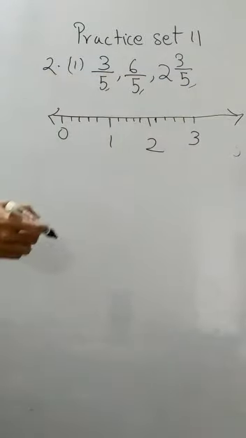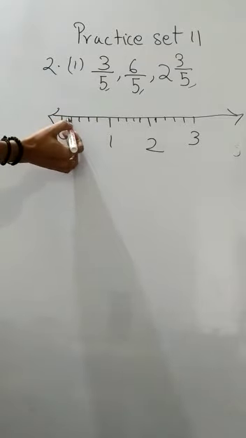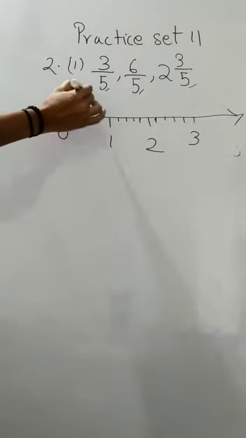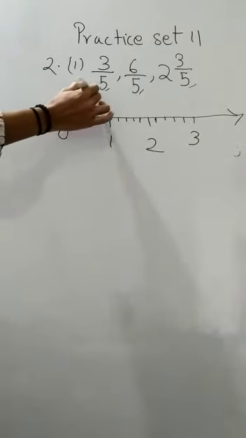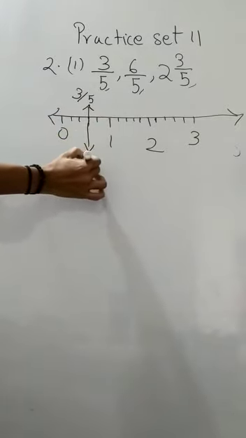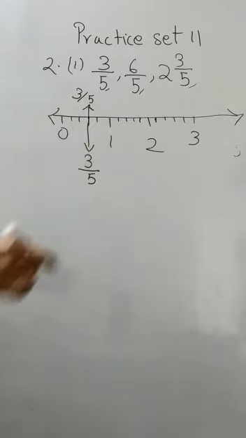Now first we have to show 3 by 5. So that means 3 portions of the 5. That is 1, 2, 3 portions. This will be 3 by 5. Okay, you can show it down here also. This is 3 by 5. Fraction 3 by 5 is this point.